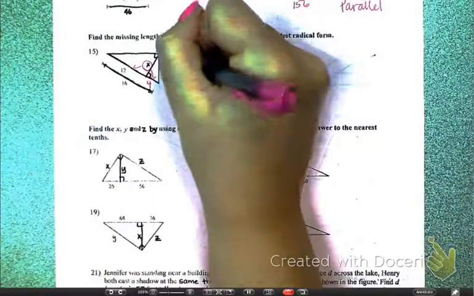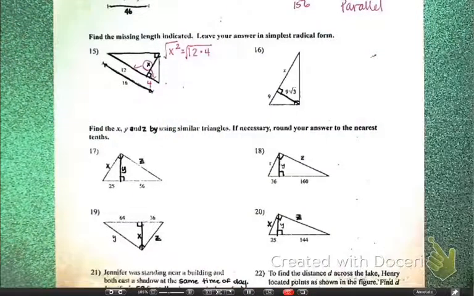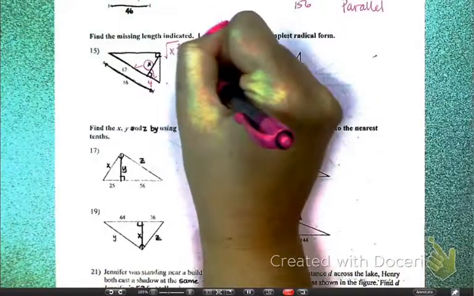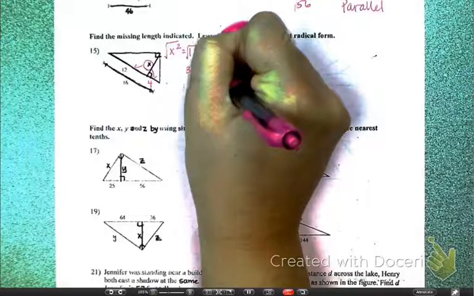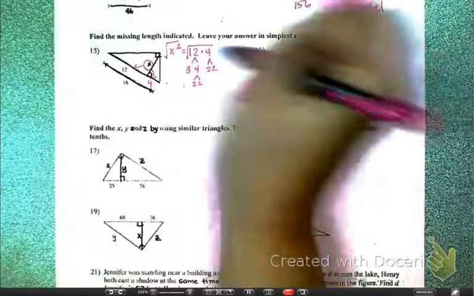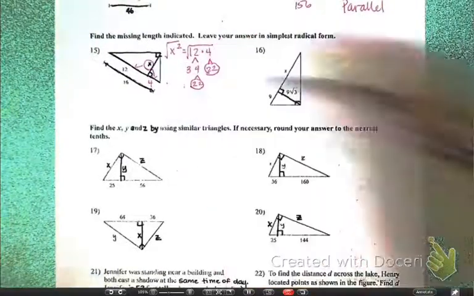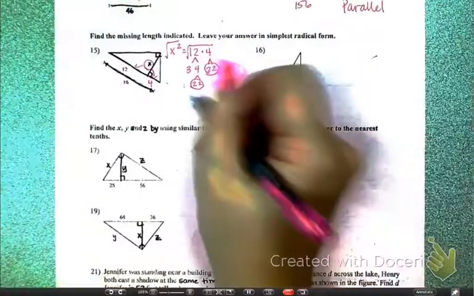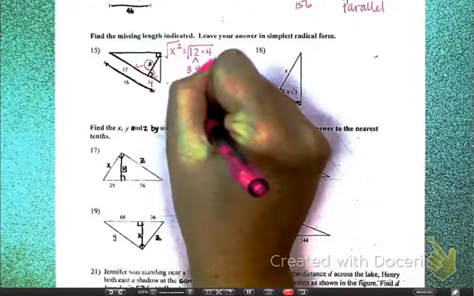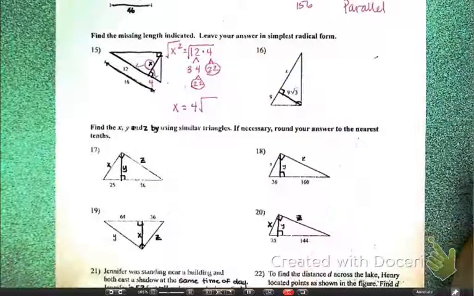Okay. I'm going to take the square root of both sides. 3 and 4, 2 and 2, 2 and 2. I have a pair of 2's. Another pair of 2's. So 2 times 2 is 4. And is there anything left over? The 3.